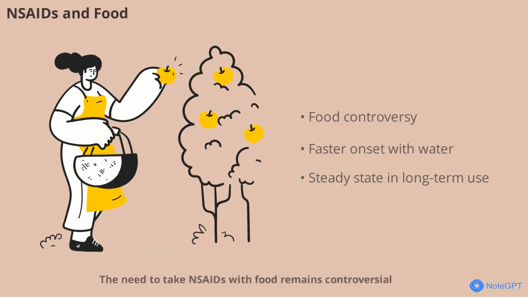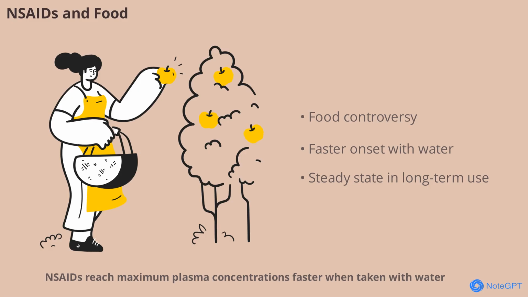The need to take NSAIDs with food remains controversial. Animal studies suggest fasting increases gastric adverse effects, while food increases small bowel damage. NSAIDs reach maximum plasma concentrations faster when taken with water. For acute pain, faster onset may improve pain control and reduce total NSAID dose. For long-term use, this is less significant as steady state is reached.